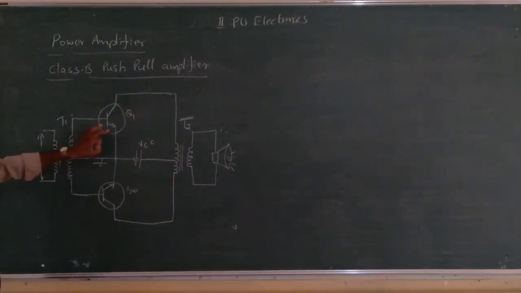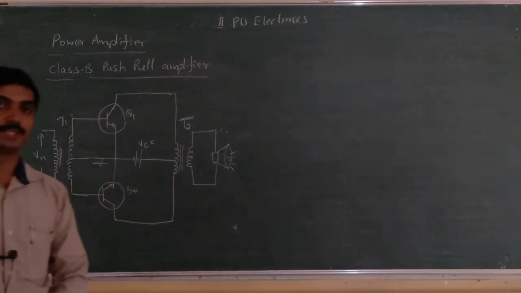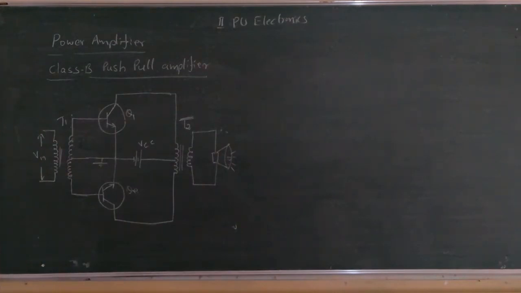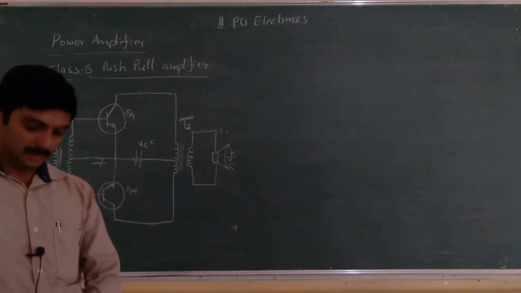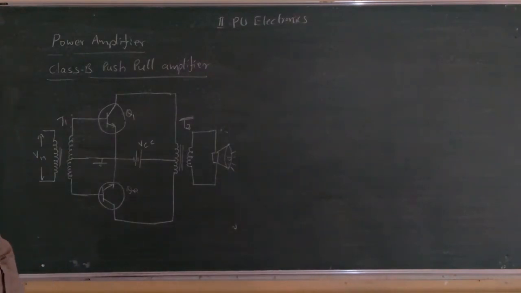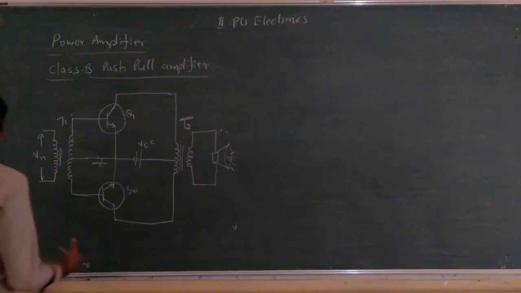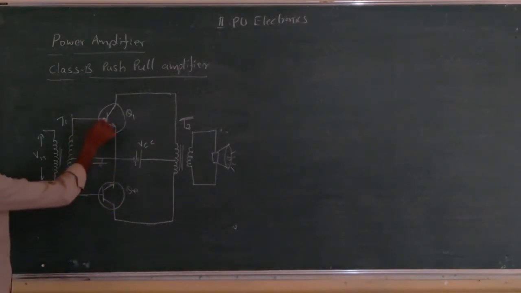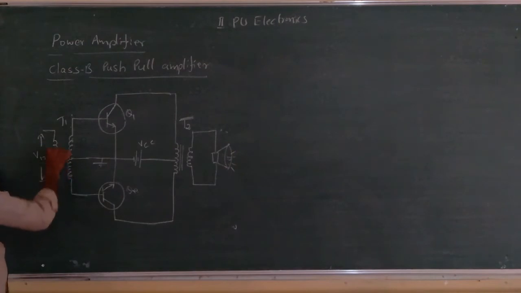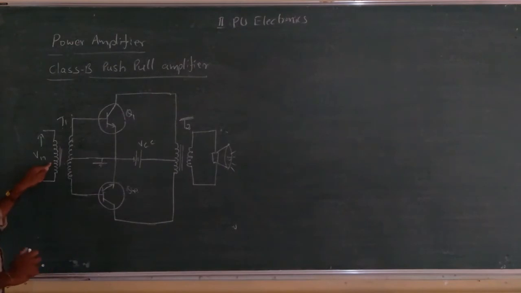It consists of two transistors Q1 and Q2, two identical transistors I have to mention here. Ideally it is possible, but practically two identical transistors cannot be generated, there may be some difference. Anyhow, these two base terminals are connected to the secondary of transformer T1. Input signal is applied at the primary of transformer T1, and the secondary acts as a phase splitter.